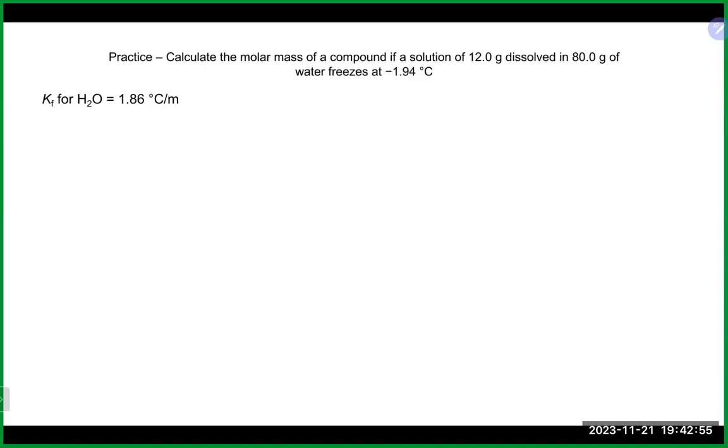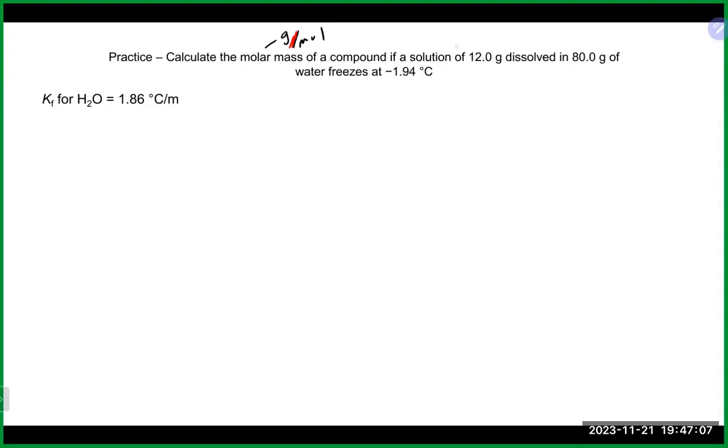Calculate the molar mass of a compound if a solution of 12 grams is dissolved in 80 grams of water, and it freezes at minus 1.94 degrees Celsius. So give it a try here for a couple minutes. We're looking for grams per mole, right, which is the molar mass. Okay, so let's take a look. So we're looking for grams per mole.